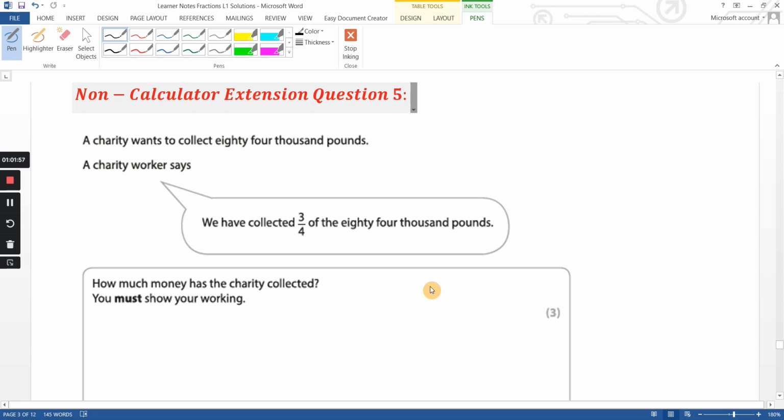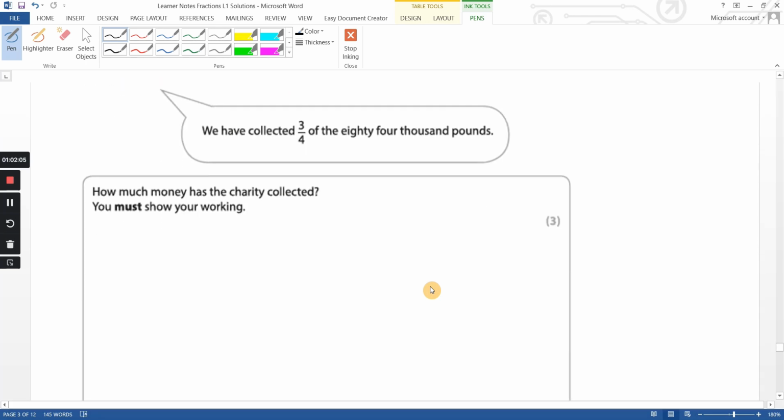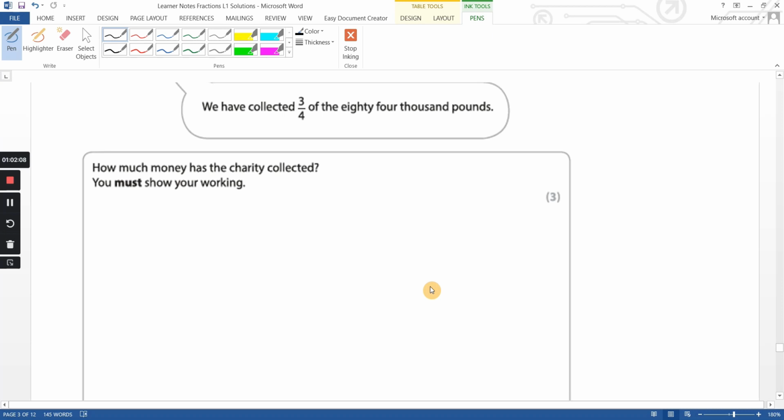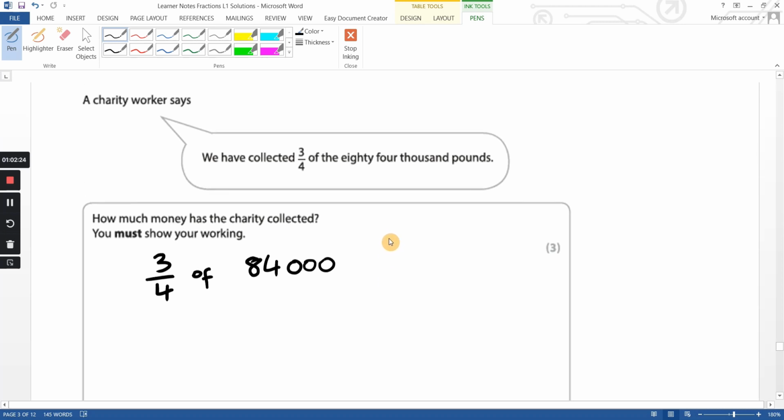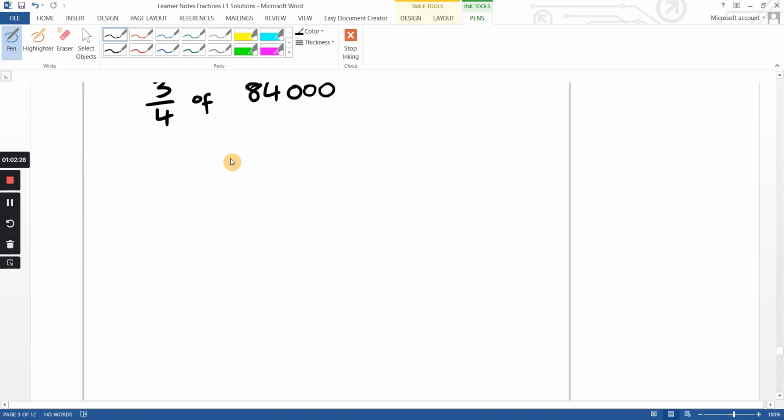Another non-calculator one in this case. A charity wants to collect £84,000. A charity worker says we've collected 3/4 of £84,000. How much money has the charity collected? So we need 3/4 of, we need to write this in numbers, 84,000. Just by writing 84,000 you should get 1 mark already, even if you don't know how to do this question.